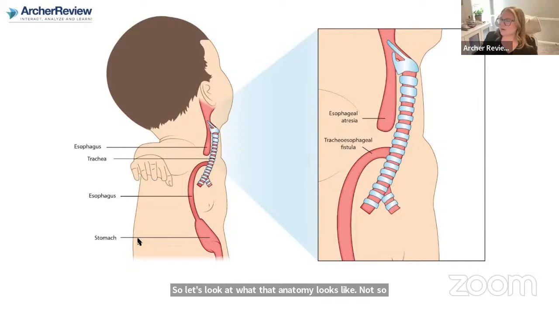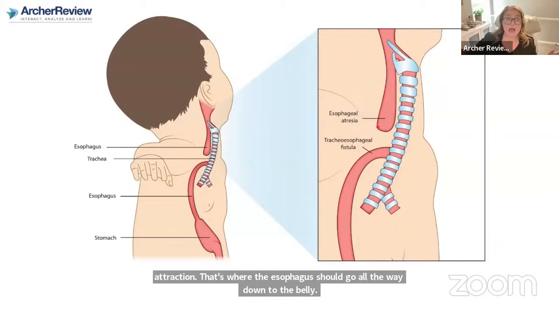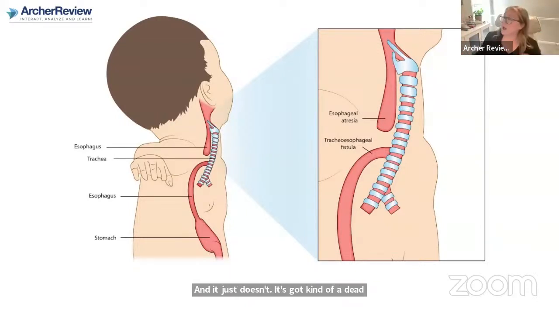So let's get our pointer out here just so I can really call out for you guys where this is. Right here, that's the esophageal atresia. That's where that esophagus should go all the way down to the belly, and it just doesn't. It's got kind of a dead end pouch going on. And then right here, we've got the trachea, and it joins up to that esophagus. So that's that fistula, that joining of trachea and esophagus.